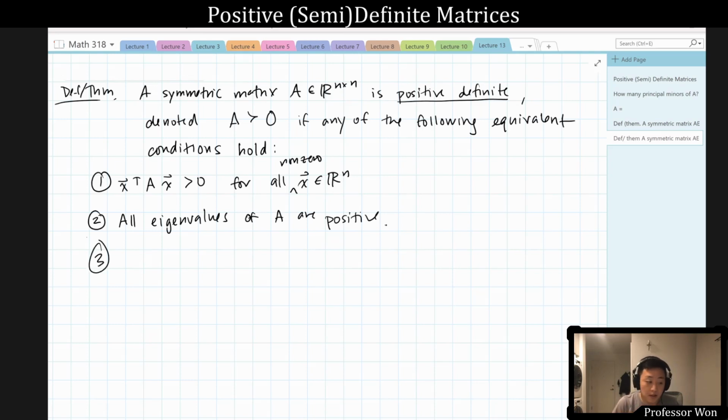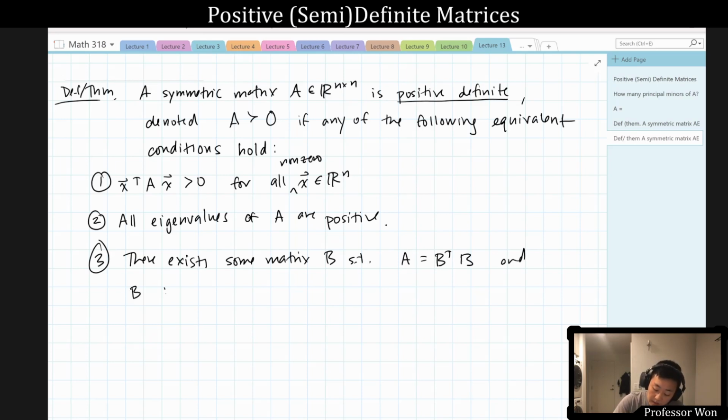3 is the one with the B transpose business. So there exists some matrix B such that A is equal to B transpose B, and B has linearly independent columns. This should be a stronger condition because being positive definite is stronger than being positive semi-definite. Positive semi-definite means you can write it as B transpose B. Being positive definite means, in addition, that for that matrix, the columns are linearly independent.